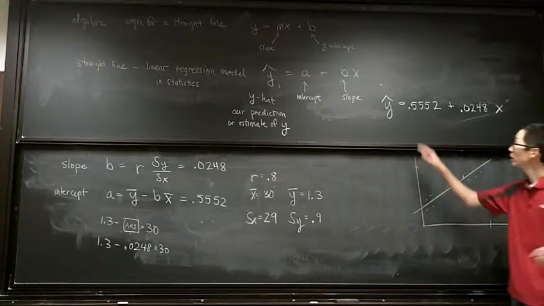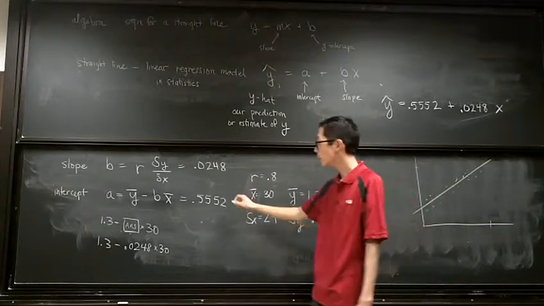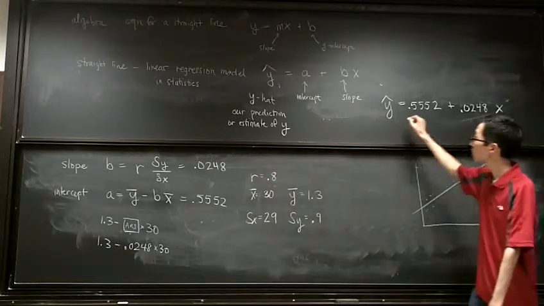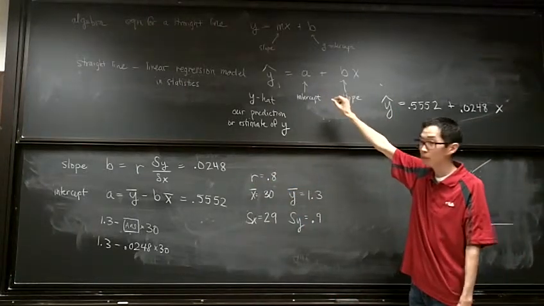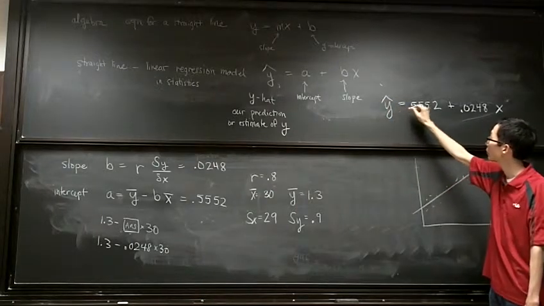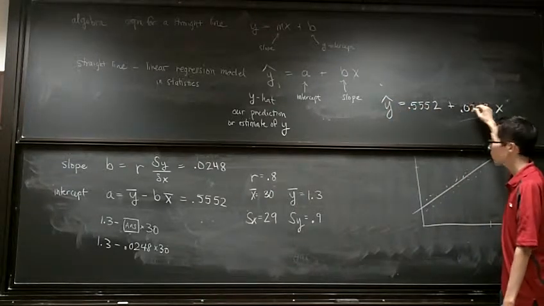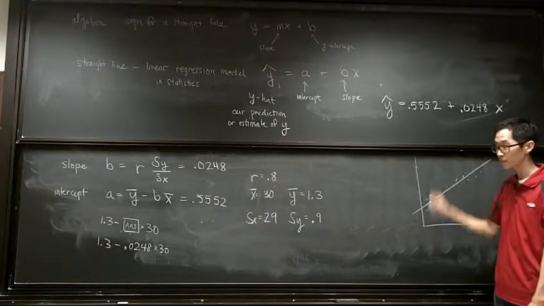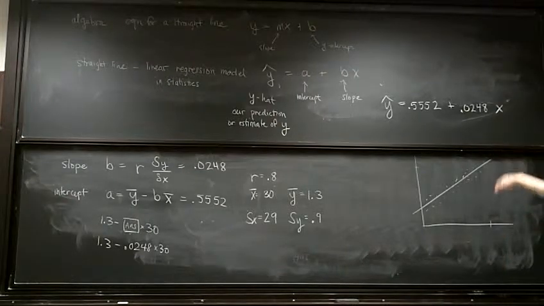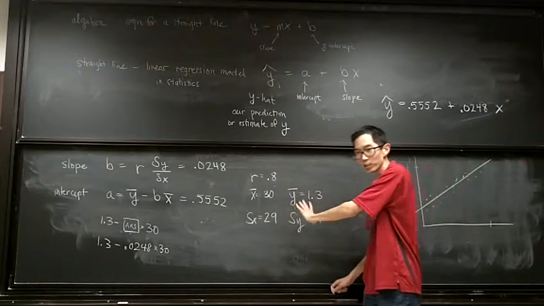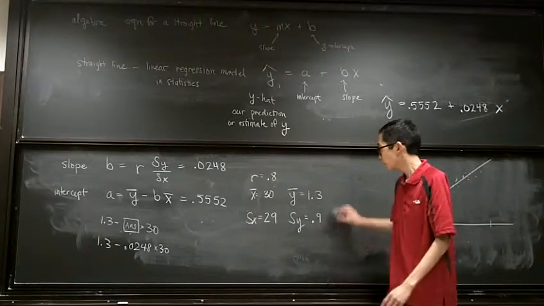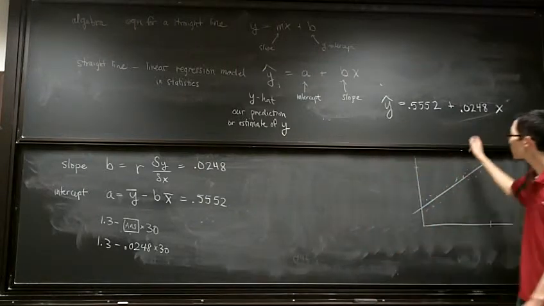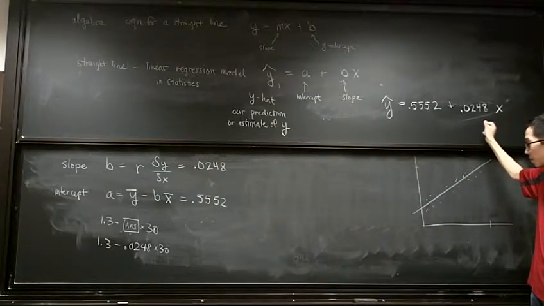Okay. So I get this, and so now that I have a value for A, and I have a value for B, I just put that in here. Okay, I got y hat equals A plus Bx, and now I have y hat equals 0.5552 plus 0.0248x. Is that okay? Alright, so my numbers, I just made these numbers up, so they weren't very good numbers, okay? But according to this is my linear regression model, okay?